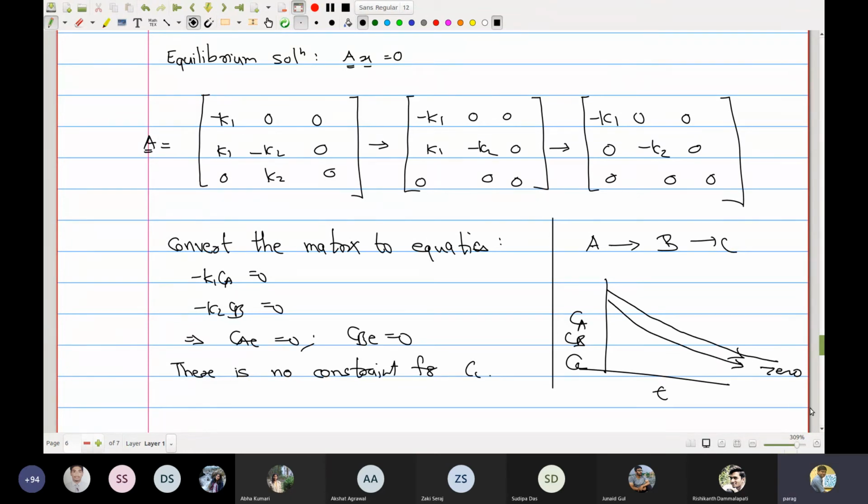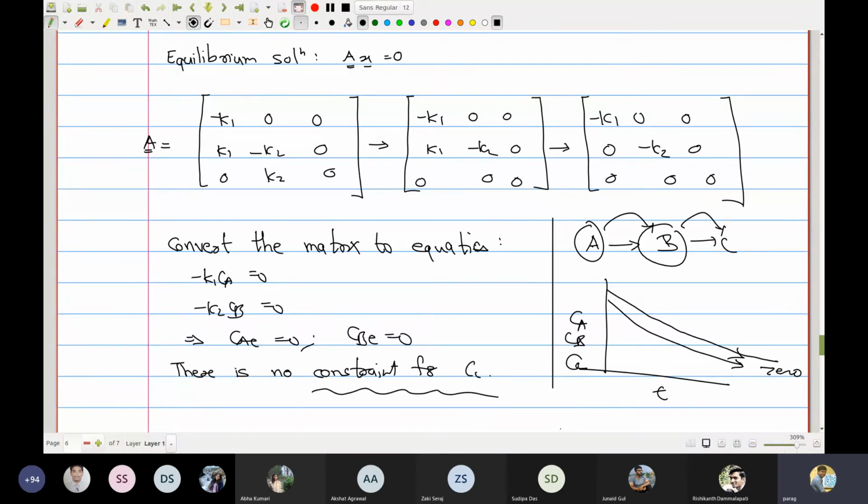Right? But what about CC? CC comes from the conservation of mass equation. A is getting converted to B, B is getting converted to C. So you can do a simple mass balance, and that's what basically is the meaning that there is no constraint on C. Whatever amount of C you get is dependent upon the amount of C, the amount of A, and the amount of B you have in the system initially.